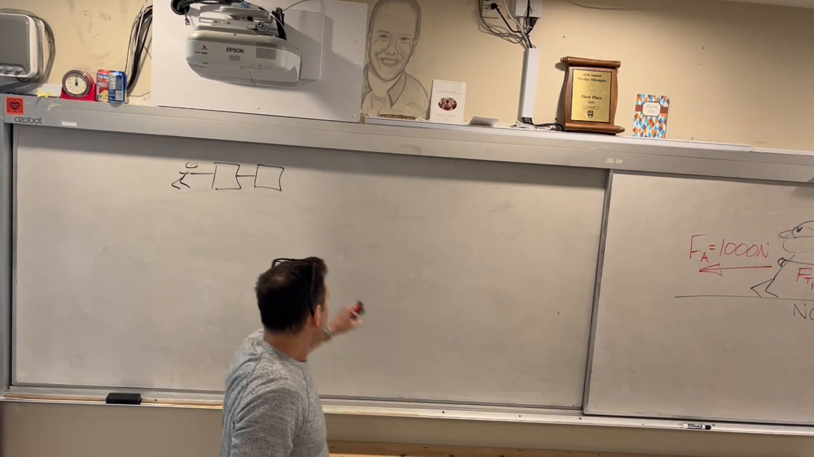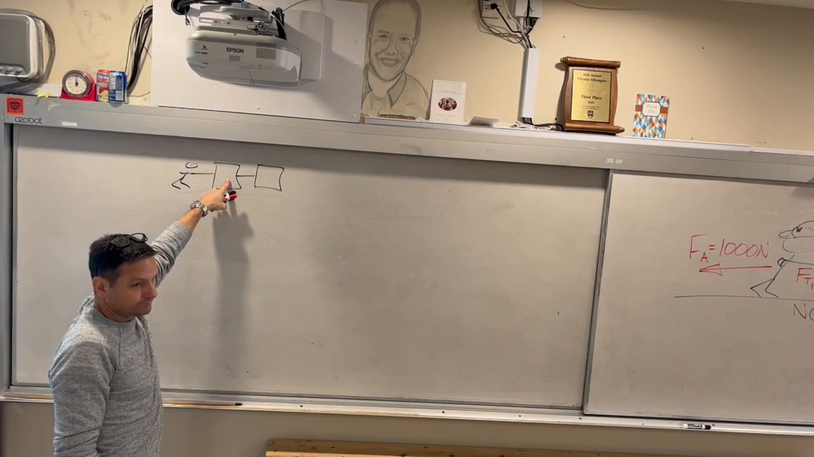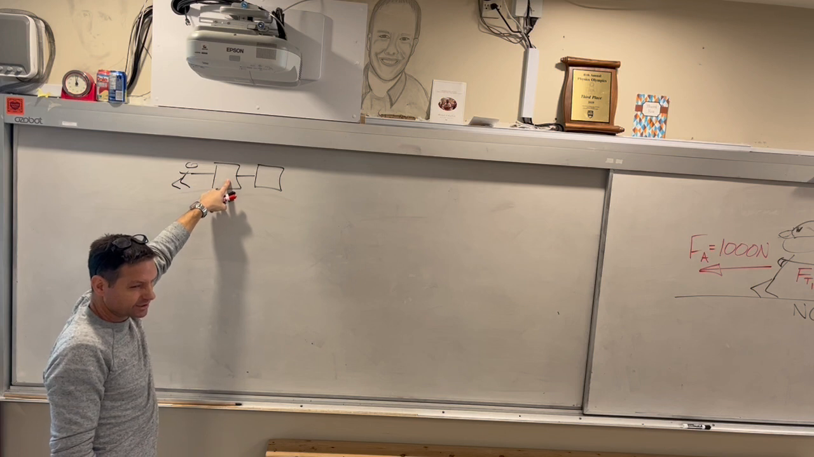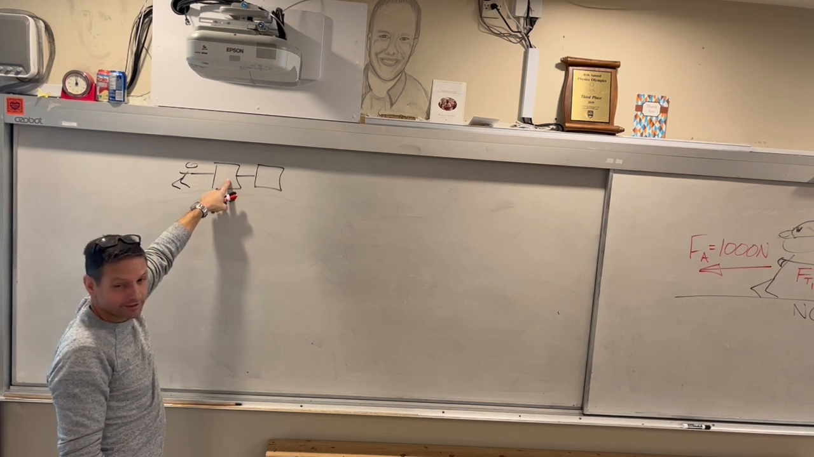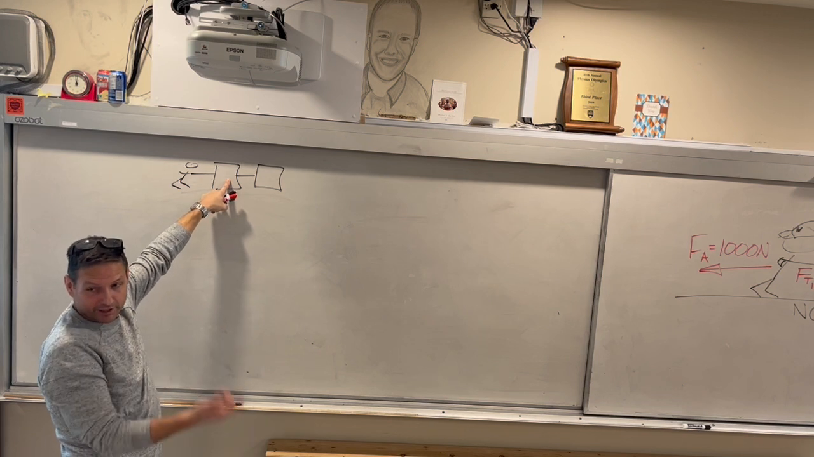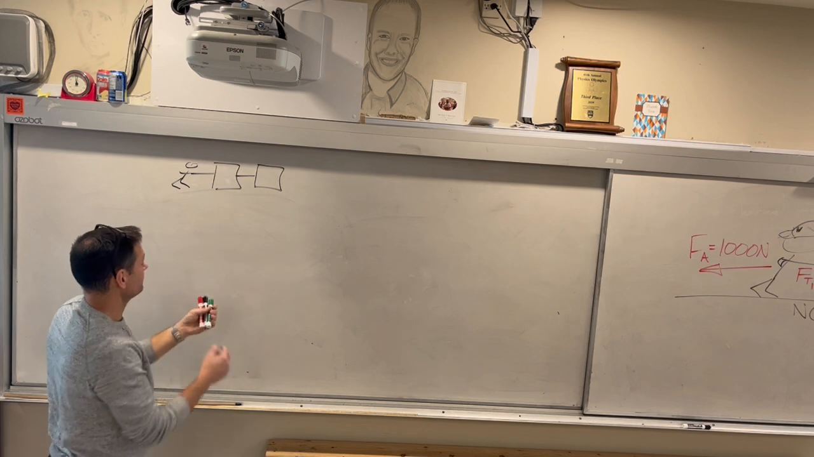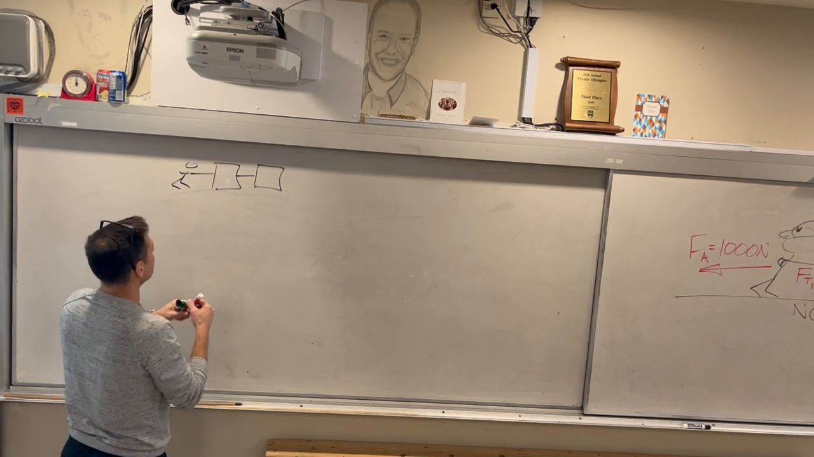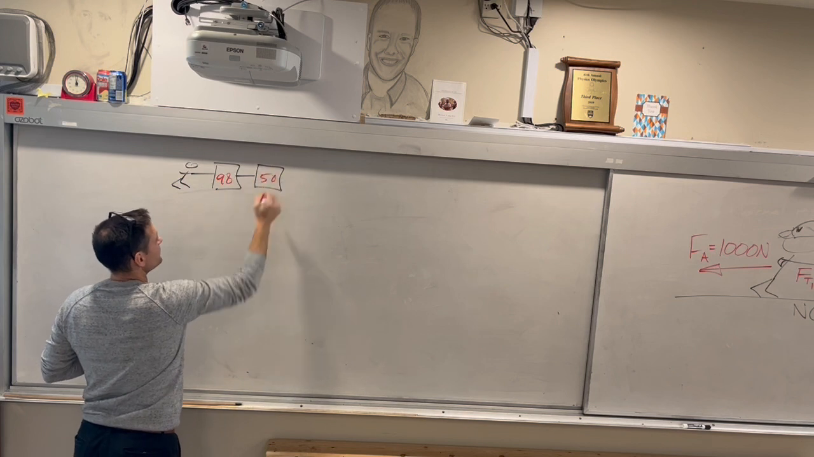Nikki, if I know the mass of this block and its acceleration, what can I calculate? Good. If I know the mass of that first block and I know its acceleration, I can calculate its net force, right? So let's do that for both blocks. This is 98, force of the one block. And this is 50.